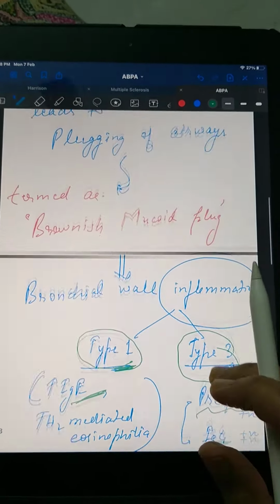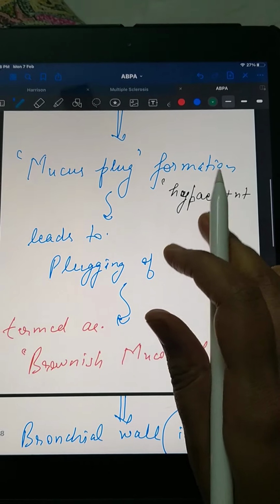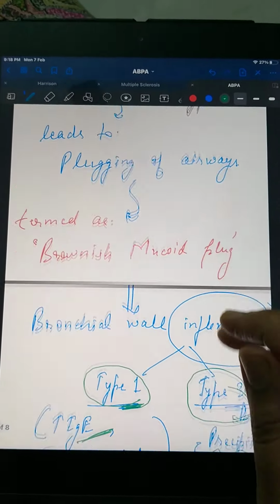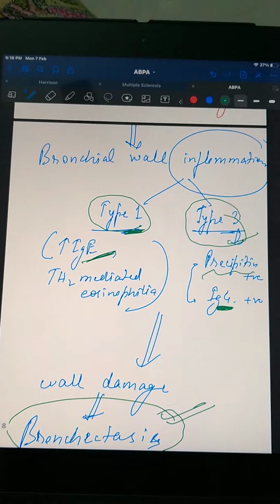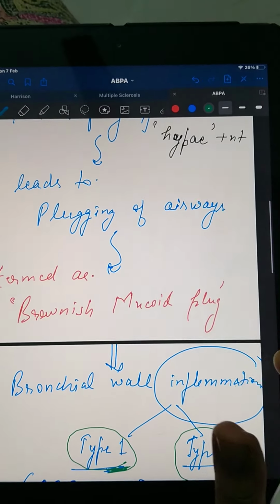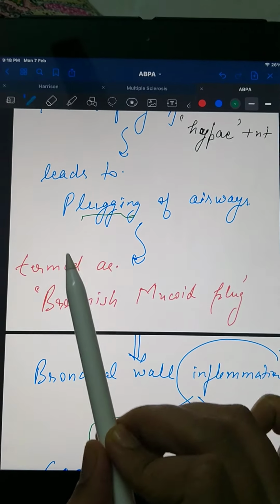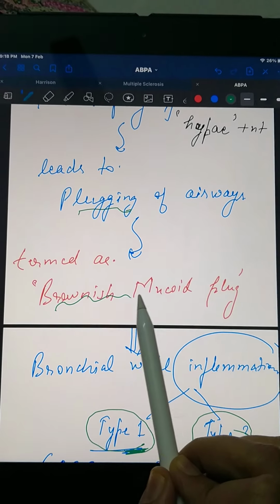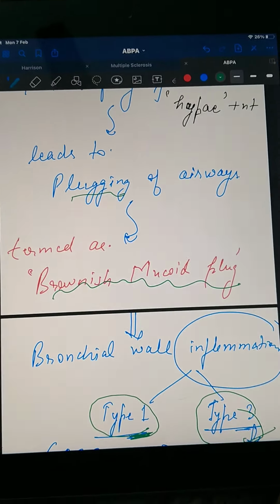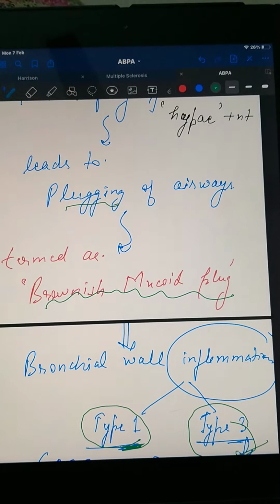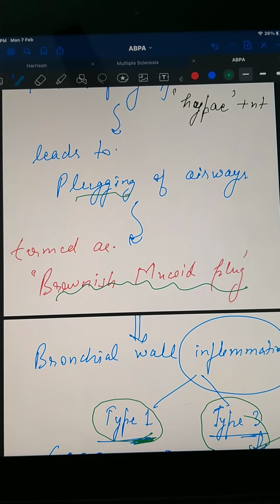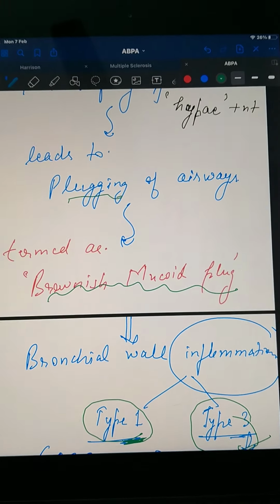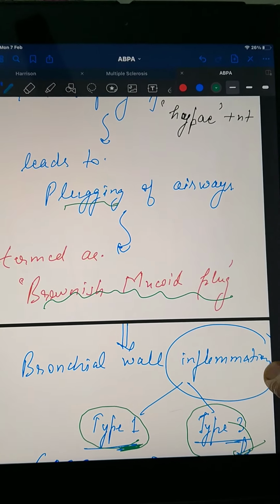Okay, so one term I will teach you later on. This plugging of the mucus is typically termed a brownish mucoid plug. Brownish colored mucus will be expectorated by the patient. So a brownish mucoid plug will be there.